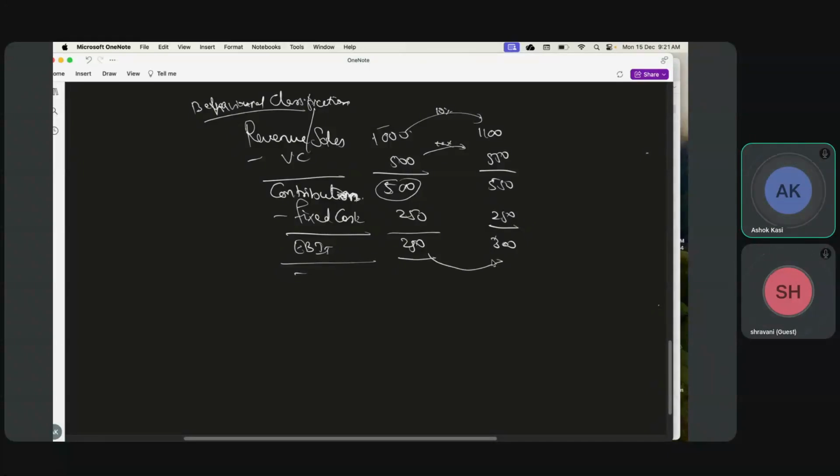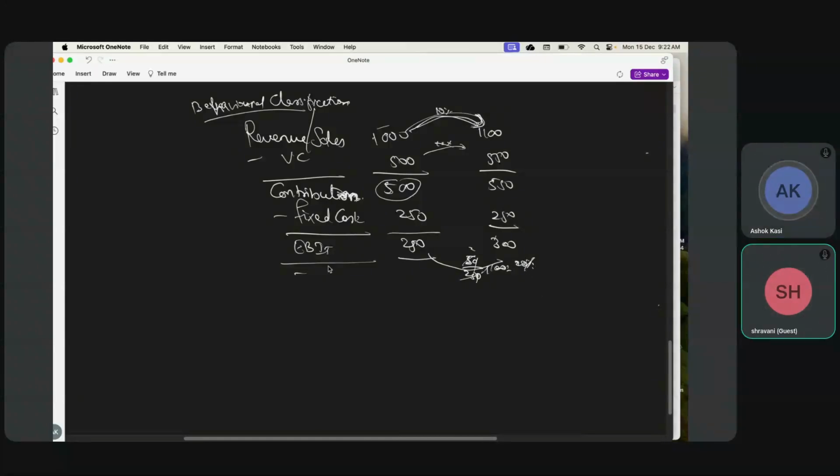So this comes to 50 divided by 250 into 100. Just calculate, I think it is 20%. Yes, 20%. That means sales went up only by 10%, but profit went up by 20%. This is leverage power.